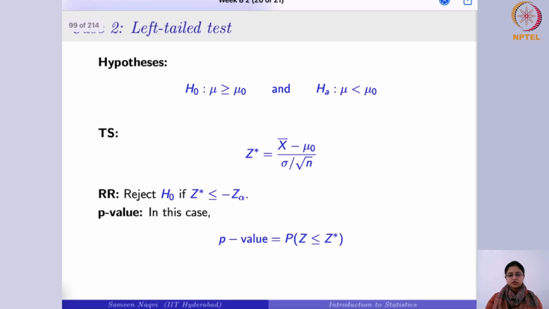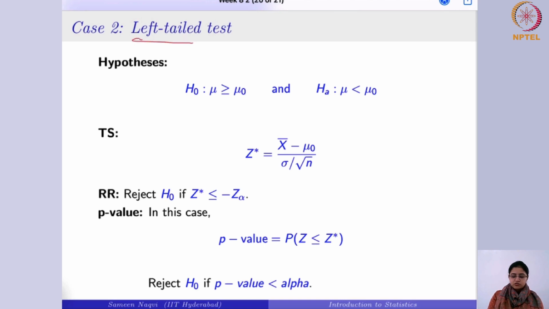What will happen in the p-value approach? Same thing. P-value is again the probability that you would observe a more extreme statistic. So in this case, extreme can be on the left side also, right? So the probability that Z is less than or equal to Z star. And here also we would reject the null hypothesis if the p-value that you have calculated comes out less than alpha. So just to keep in mind, whenever we have left-tailed or right-tailed, it will be aligned with your alternative over here.